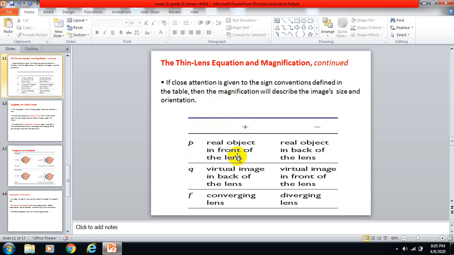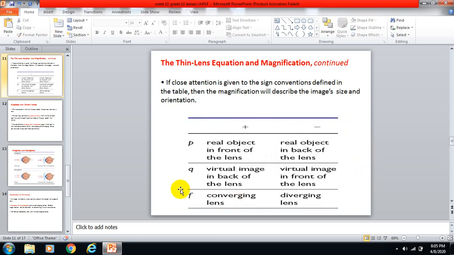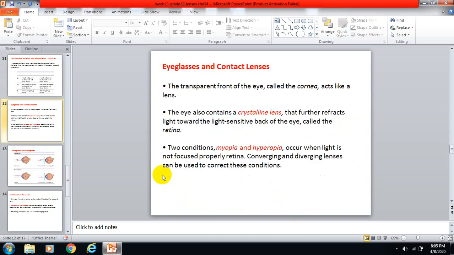Real objects in front of the lens for p, and negative for real objects in the back of the lens. Now q: virtual image in the back of the lens and virtual image in front of the lens. Remember these back and front cases. And f is what? The converging lens is positive, and then the diverging lens is negative. We described converging and diverging phenomena already in the previous lessons, in the previous week.